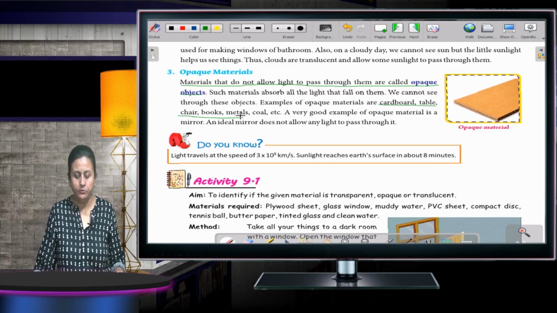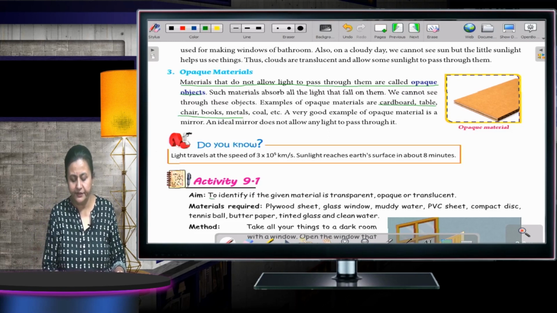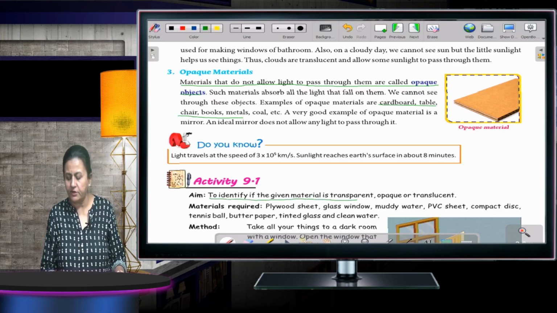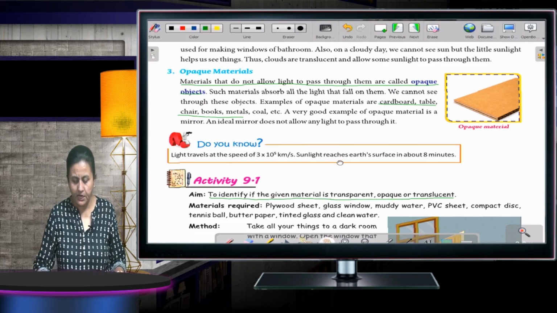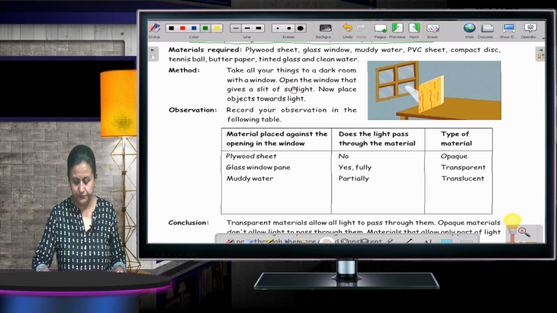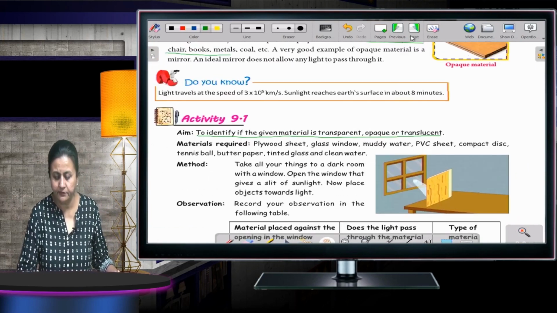Now there is an activity to identify if the material given is transparent, opaque or translucent. You can just go through it. Now, the next one.